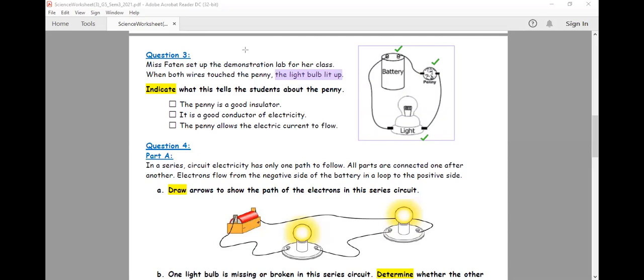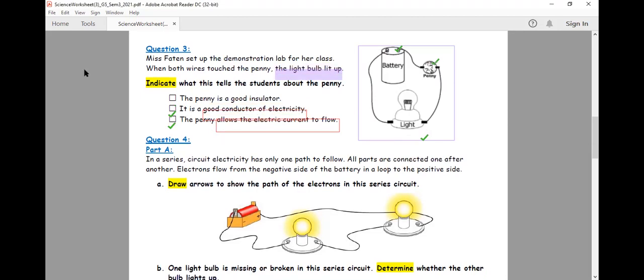You have 3 sentences. The penny is a good insulator. It is a good conductor of electricity. The penny allows the electric current to flow. It is a good conductor of electricity. Good job. The penny is a good conductor of electricity. How did we know that? The light bulb lit up, because it lets the electric current flow. Okay?